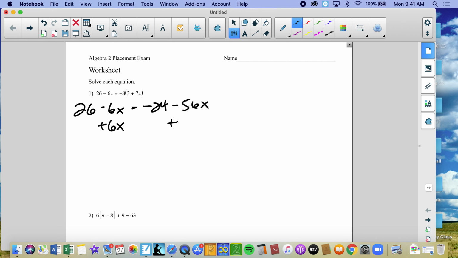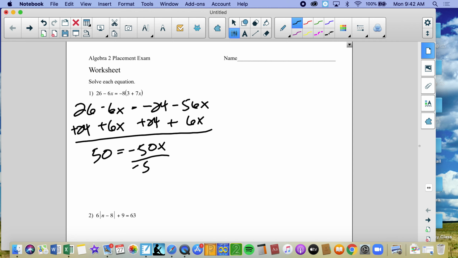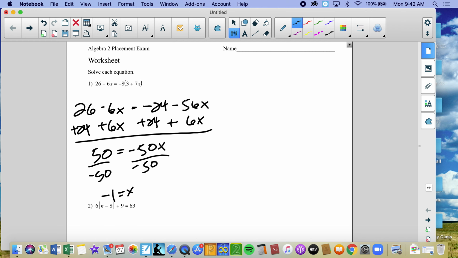We're always going to move the variables first. I'm going to move this variable just because it's smaller, but this will give me a negative variable. So you could have moved the -56 to the other side. And since I'm being efficient, I'm going to move my constants to the left side. So I can do two steps at once, making sure that I balance both sides. Left side will give me 50. Right side will give me -50x. Now I'm going to divide by -50, and I get -1 equals x.